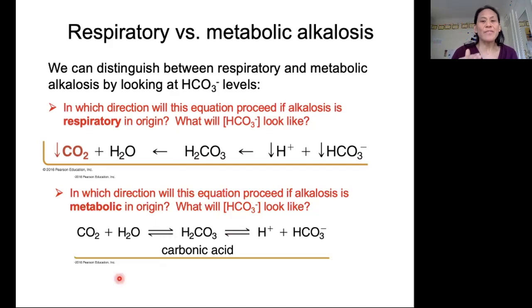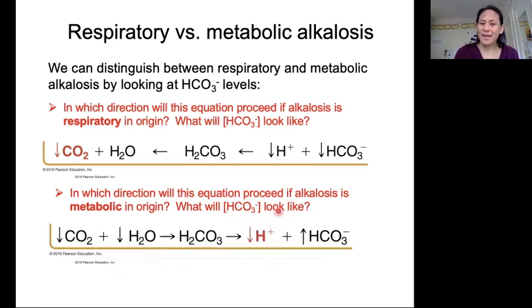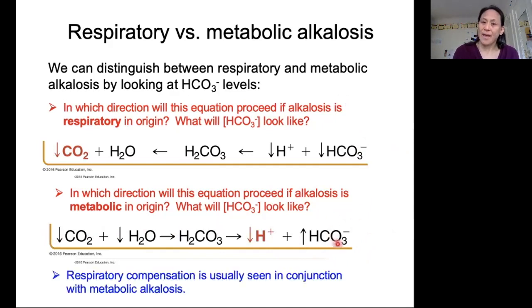Okay, so if our alkalosis is metabolic in origin, it's going to be this part of the equation that is responsible for the alkalosis. So our H plus is going to go down, as you can see in this figure here. When our H plus goes down, that is going to pull our equilibrium reaction in the rightward direction, and that is going to cause our bicarbonate to increase. Once again, you can see the differences between our respiratory and our metabolic alkalosis reflected in the bicarbonate levels.